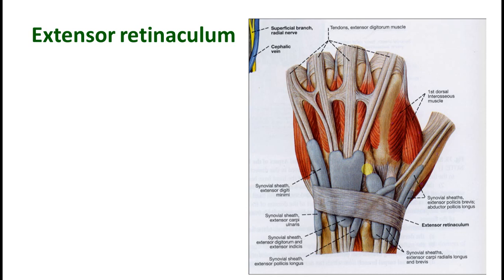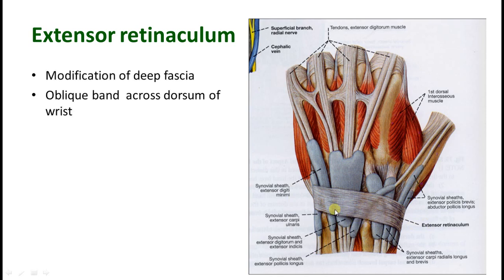Now I will come to one more structure, the extensor retinaculum. The extensor retinaculum is a thick fibrous band which you are able to see in the extensor compartment in the lower part of the forearm. It is a modification of deep fascia, and it is not transversely present, but obliquely present along the dorsum of the wrist.